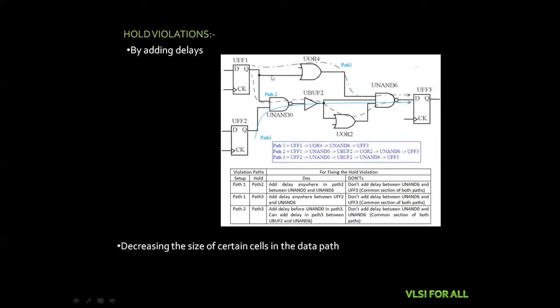So these are the data paths from flip-flop 1, NAND gate, buffer, OR gate, NAND gate to the flip-flop 3. And the third path is the flip-flop 2, NAND gate, buffer, OR gate, and the NAND gate. So these are the 3 data paths. In data path 1, we are having the setup time violation. In data path 2, we are having the hold time violation. So in order to rectify the hold time violation, we need to increase the delay. For that, we need to keep the buffers in the starting point of the path.